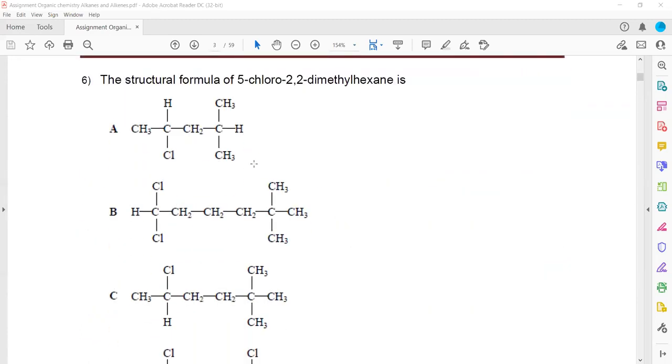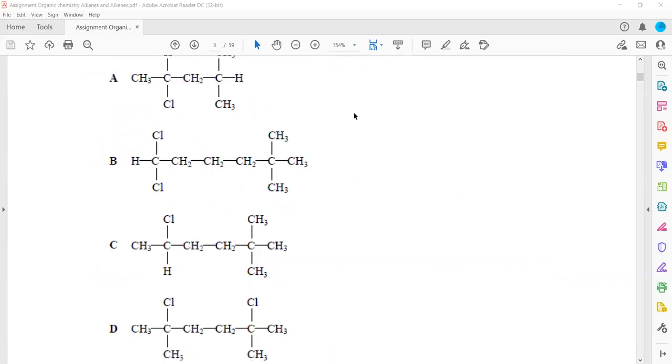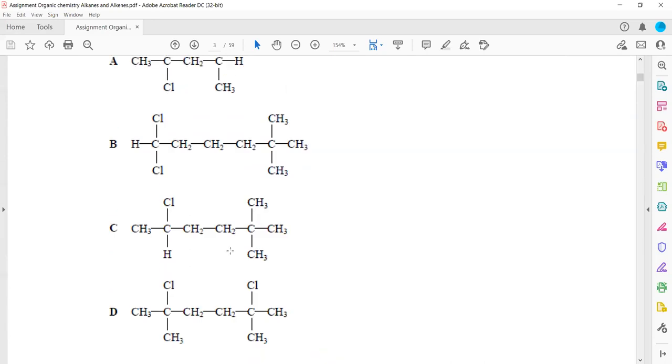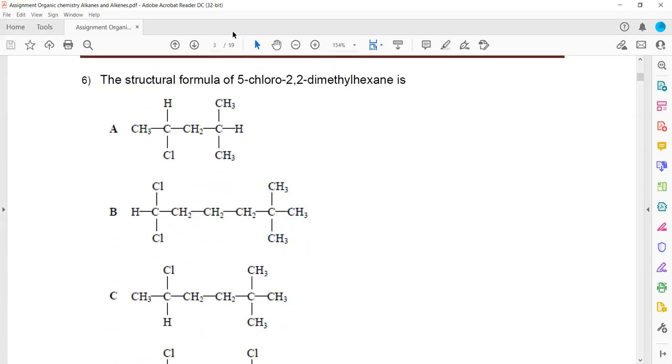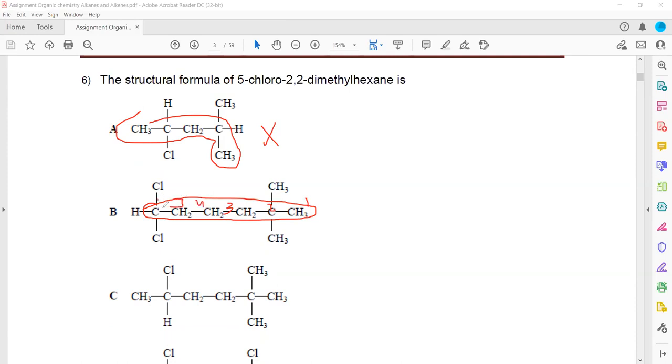Then the structural formula of 5-chloro-2,2-dimethyl hexane. Hex means there should be 6 carbon atoms, so we have to select a carbon chain with 6 carbon atoms. This is 1, 2, 3, 4, 5, so it cannot be this. This can be, with 1, 2, 3, 4, 5, 6.